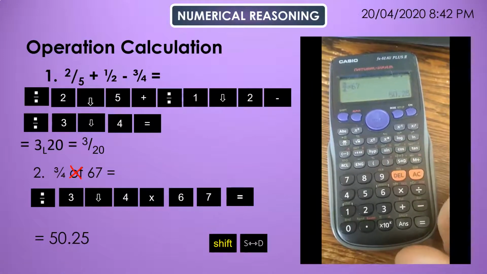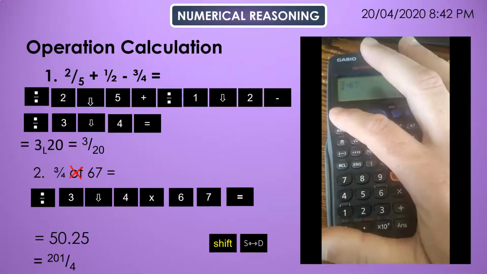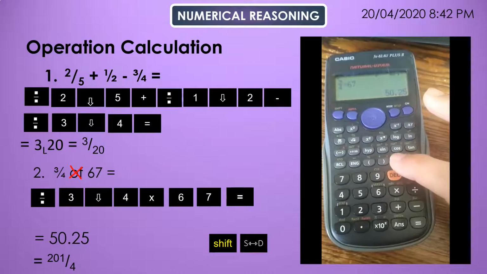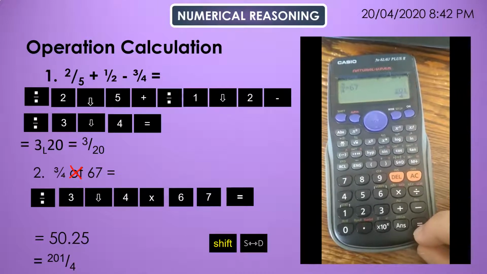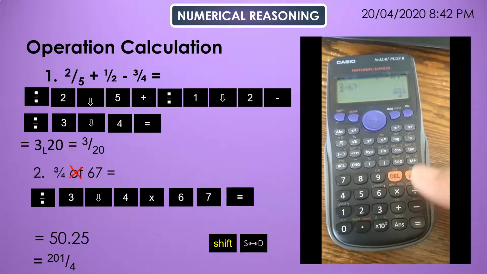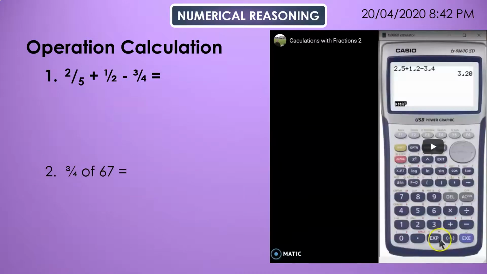If I want to change that into a decimal, I can do that. Or if I want to change that to an improper fraction, it's Shift SD to give 201/4. Generally with the calculators, it's a natural. Sorry, I cut that video off. So that was the previous calculator.